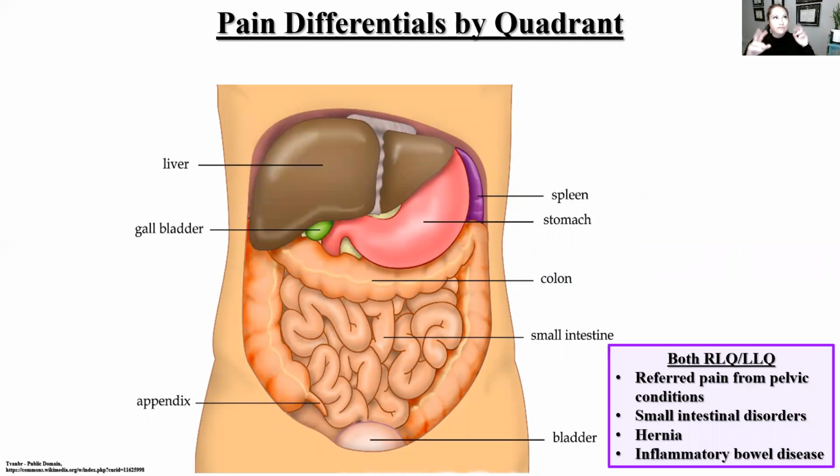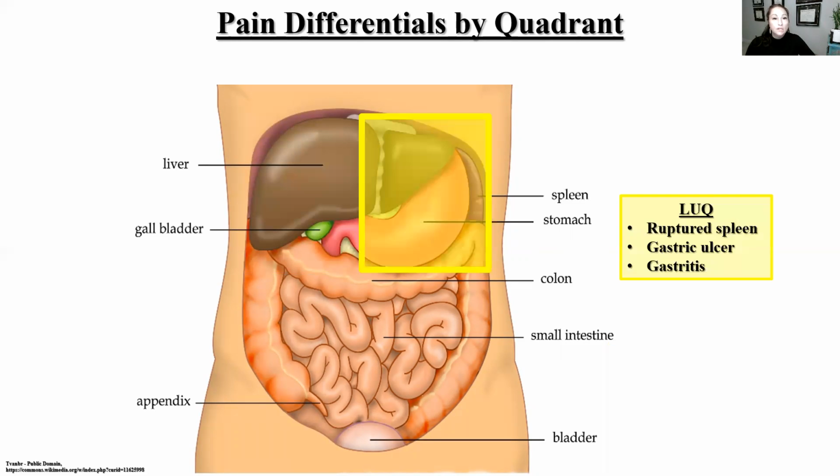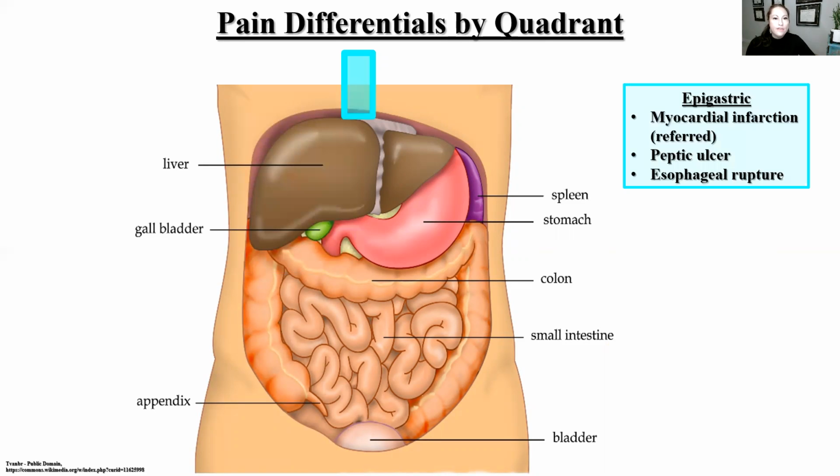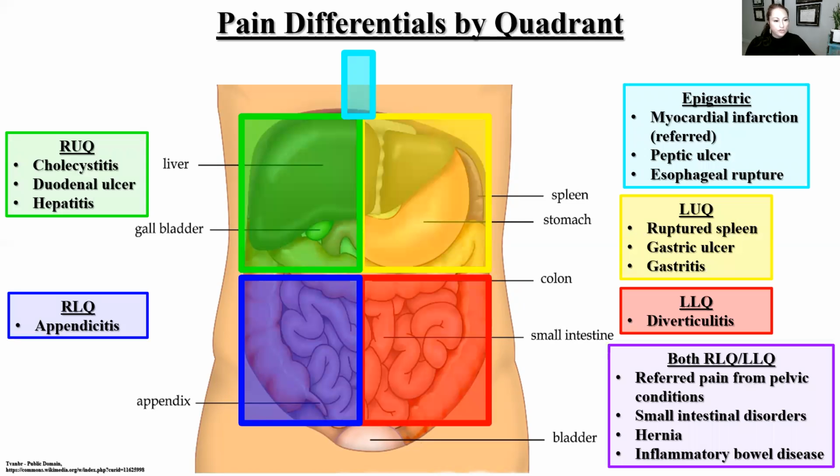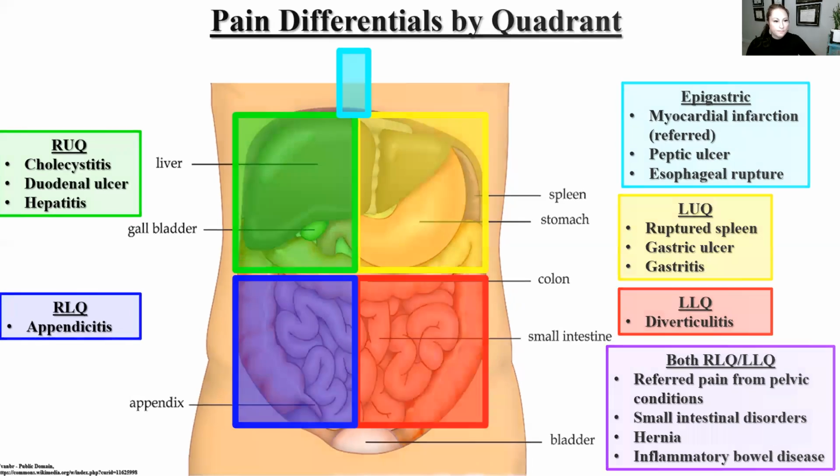Then you may have a kind of diffuse abdominal complaint. So something that could be referred pain from pelvic conditions, could be small intestinal disorders, hernias, or inflammatory bowel disease. Left upper quadrant, remember that the stomach and the spleen live in this area. So something like a ruptured spleen, gastric ulcer, or gastritis. And then finally, we have epigastric pain, so kind of esophageal type pain. This could be referred from something like a myocardial infarction. This could be a peptic ulcer that presents in this area or something like an esophageal rupture. So there's your kind of summary slide. Make sure you look for hints in the question to help you formulate that diagnosis.